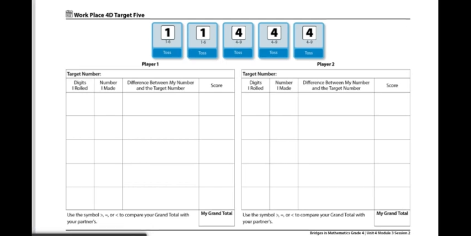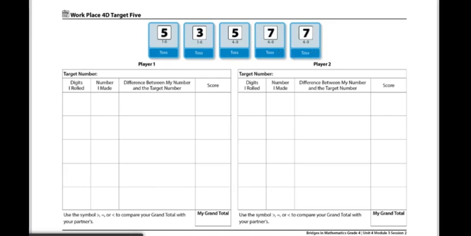For example, I rolled 5, 3, 5, 7, and 7. This will be our target number. From there, player 1 will roll all 5 dice and record the number in the first column of the record sheet. Player 1 will then arrange those 5 digits to make a number as close as possible to that 5-digit number, either under or over.